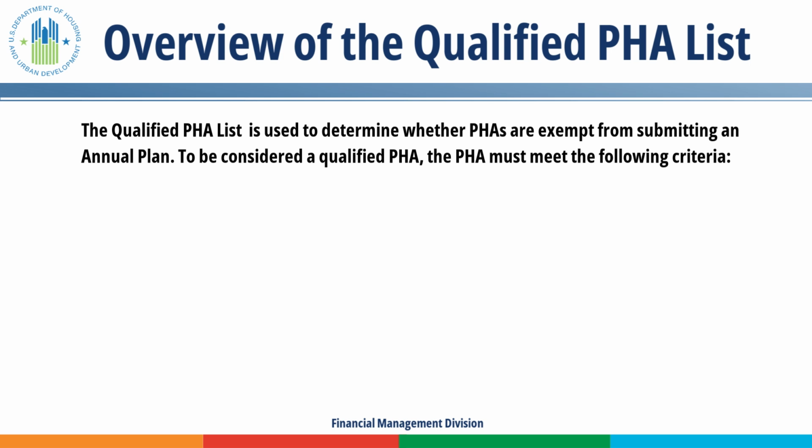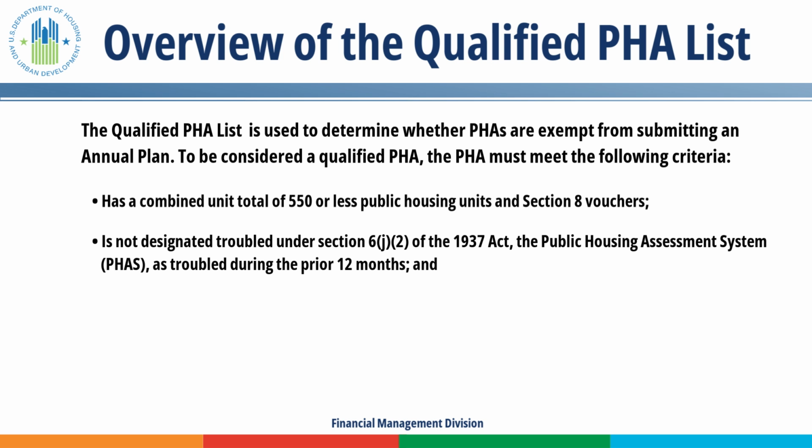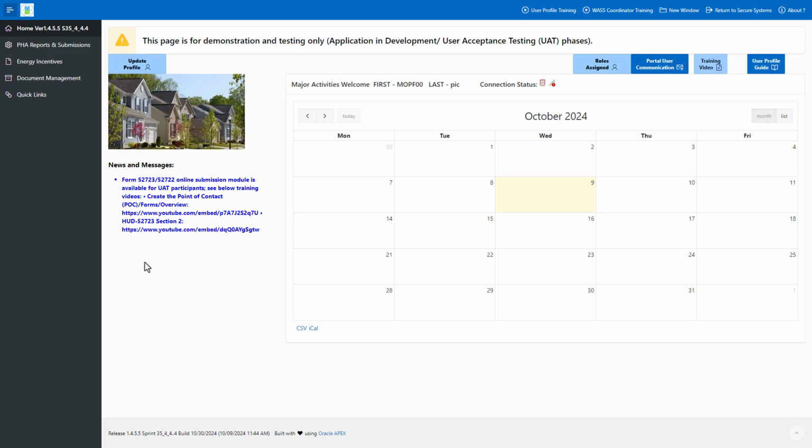To be considered a Qualified PHA, the PHA must meet the following criteria: has a combined unit total of 550 or less public housing units and Section 8 vouchers, does not have a troubled PHA score during the prior 12 months, and does not have a failing score under the Section 8 Management Assessment Program, SEMAP, during the prior 12 months.